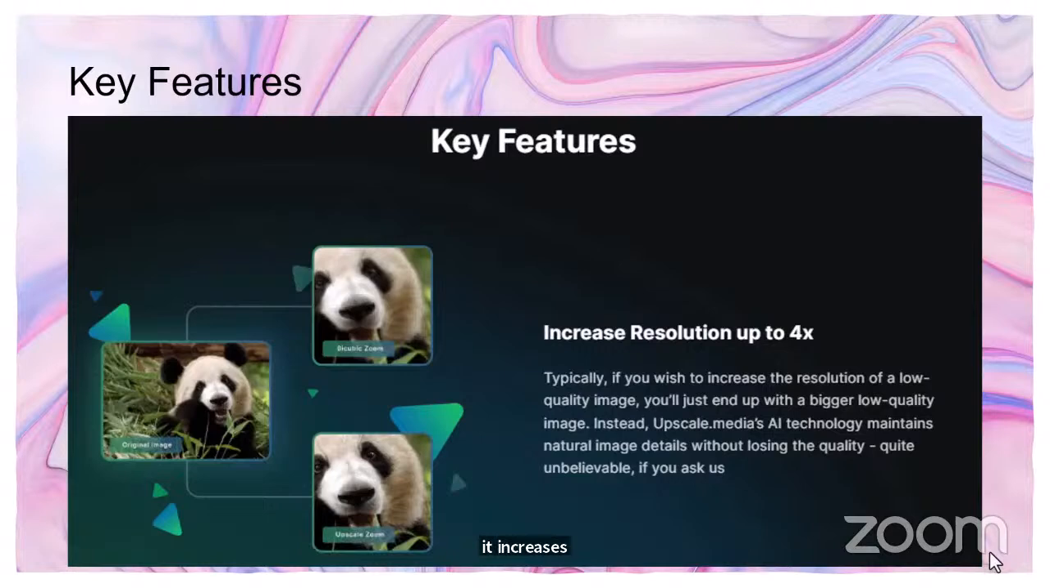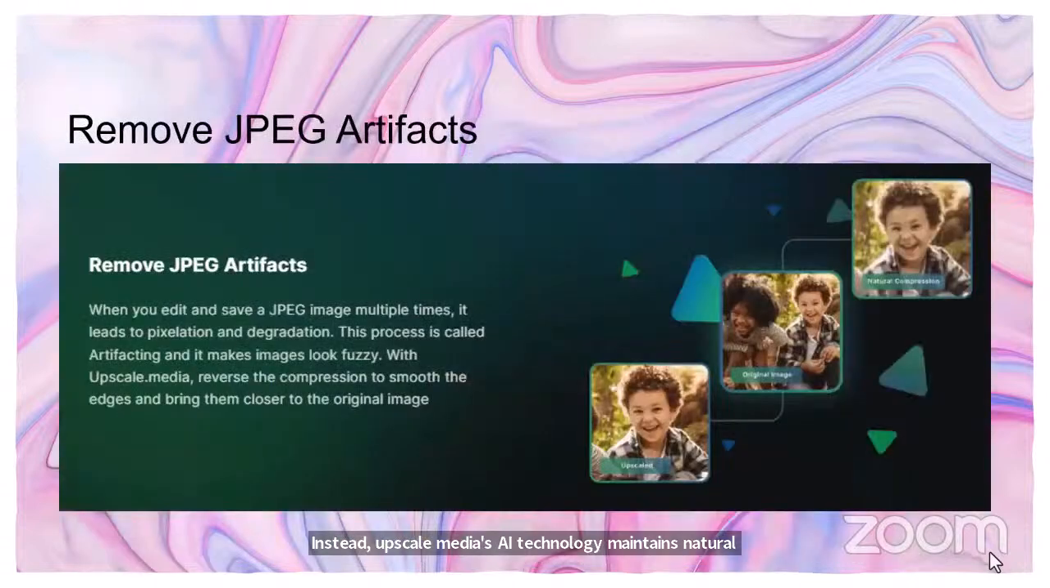Typically, if you wish to increase the resolution of a low quality image, you'll just end up with a bigger low quality image. Instead, upscale media's AI technology maintains natural image details without losing the quality. And it also will remove JPEG artifacts. When you edit and save a JPEG image multiple times, it leads to pixelation and degradation. This process is called artifacting and makes images look fuzzy. With upscale.media, reverse the compression to smooth the edges and bring them closer to the original image.